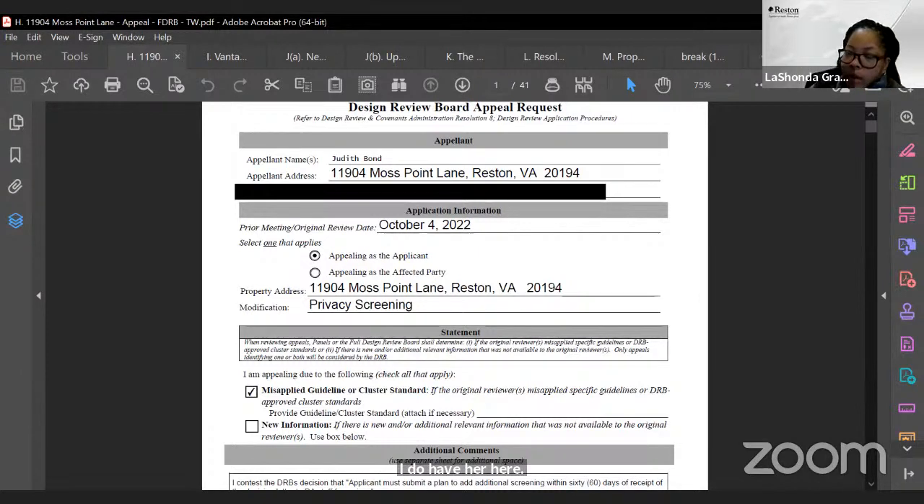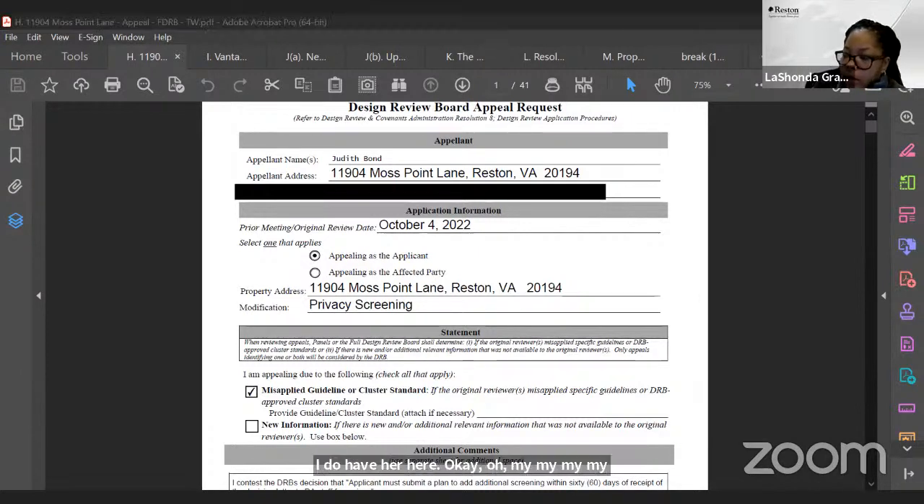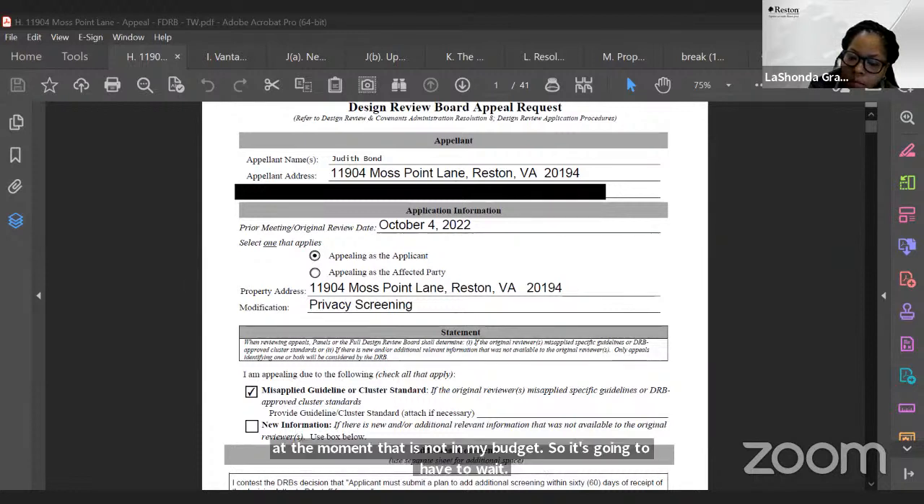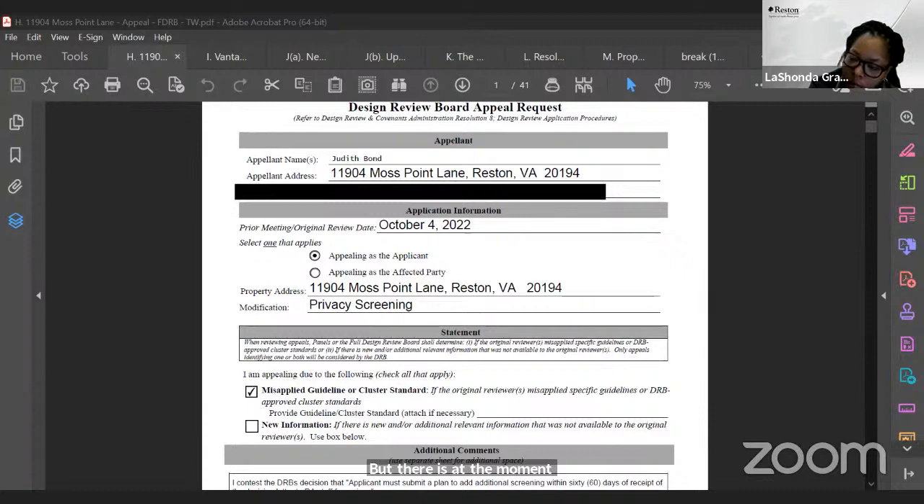My position at the moment is that I recently purchased the house. The deck was an issue. I've restained the deck the color that was approved in the last meeting. So eventually I will get around to landscaping the back area, but at the moment that is not in my budget. So it's going to have to wait. But at the moment, it's not uniform, but there is screening there on that side.